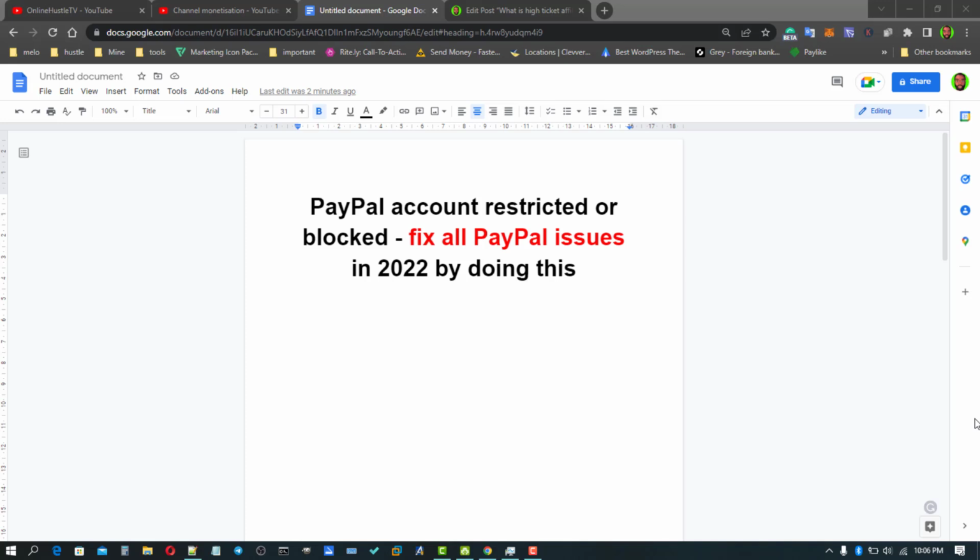So after listing the problems, the causes and the solutions, I'm going to give you one sure way to have a fully functional PayPal account without having to face all these issues ever again. If you just want to get a fully functional PayPal account, I'm going to show you a method to do that successfully.